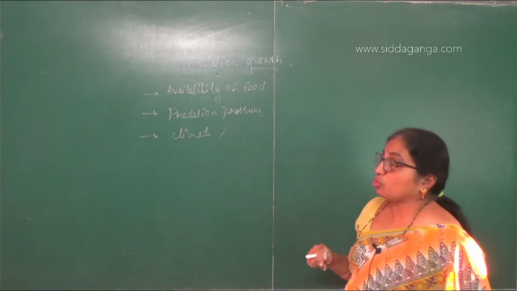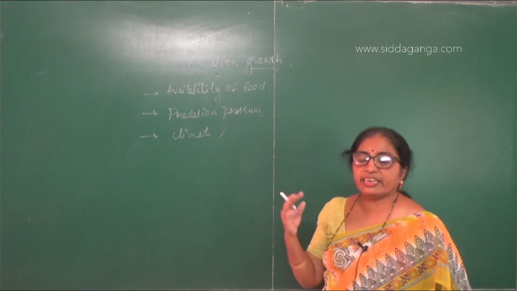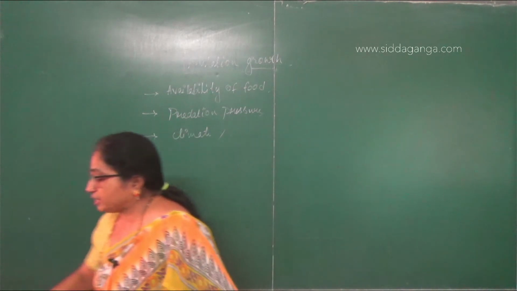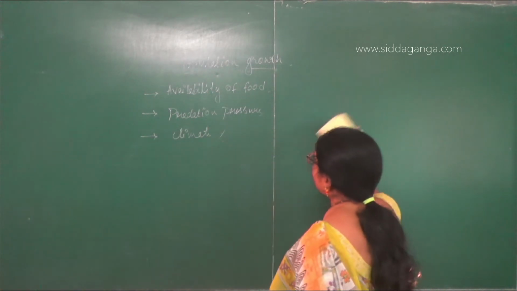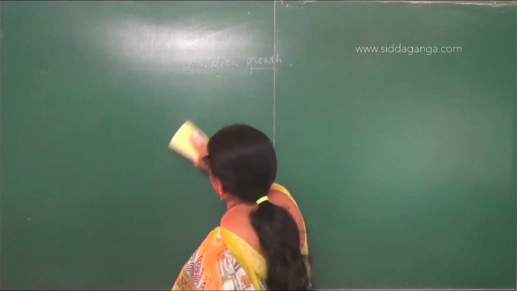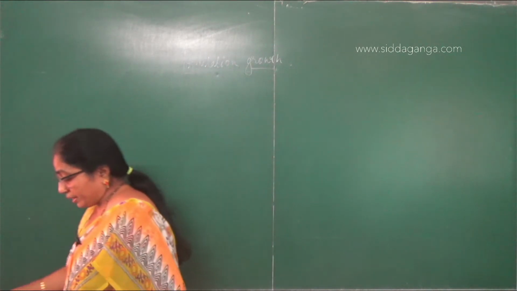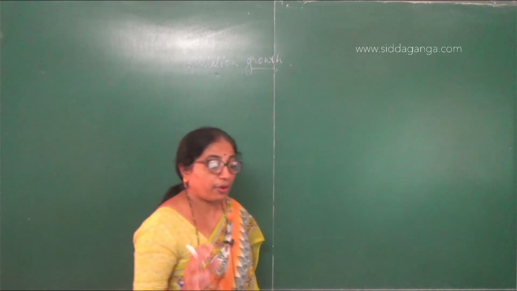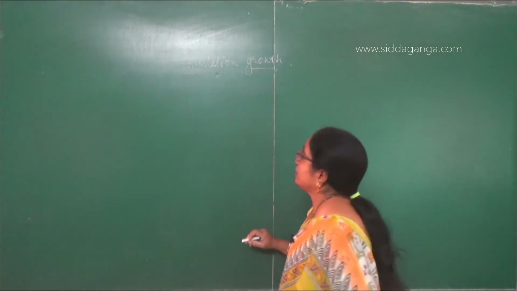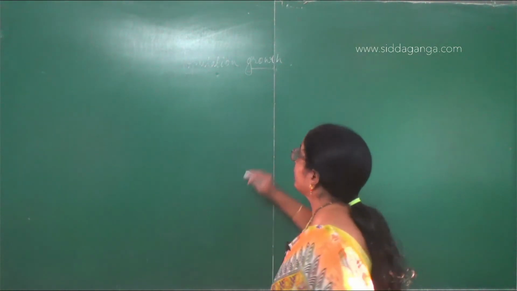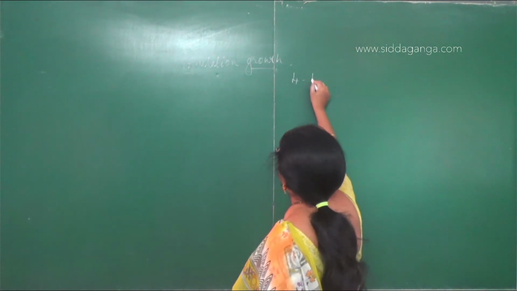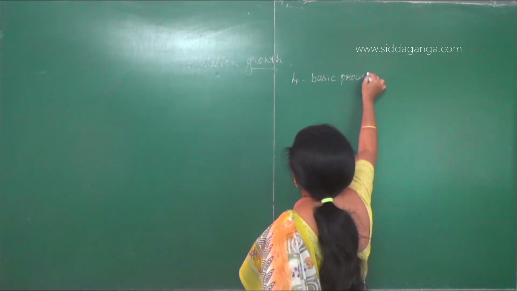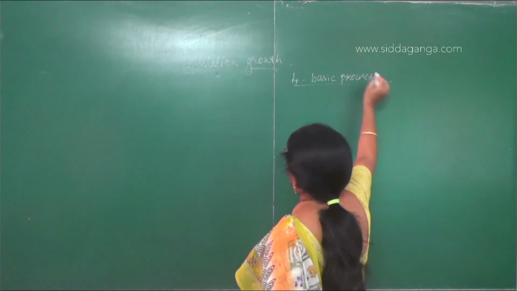So now coming to what are the basic processes that affect the population size or the population density. The population density is altered or affected with the help of four important basic processes. So it keeps fluctuating. The population density keeps fluctuating because of four basic processes.